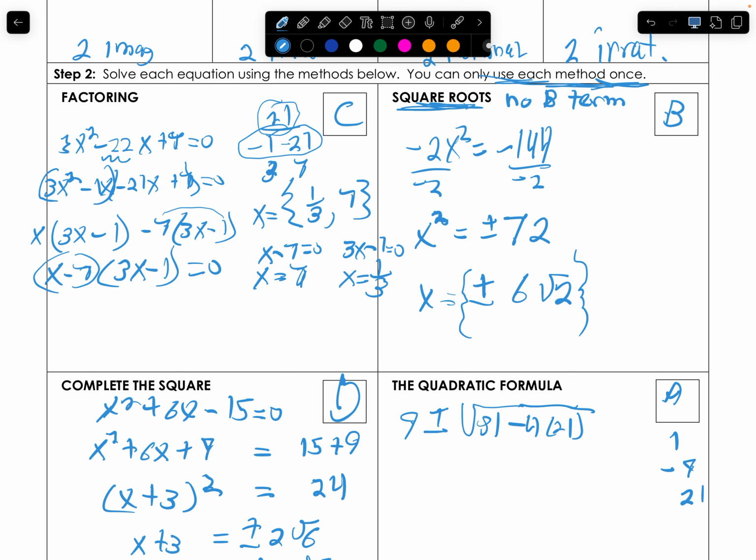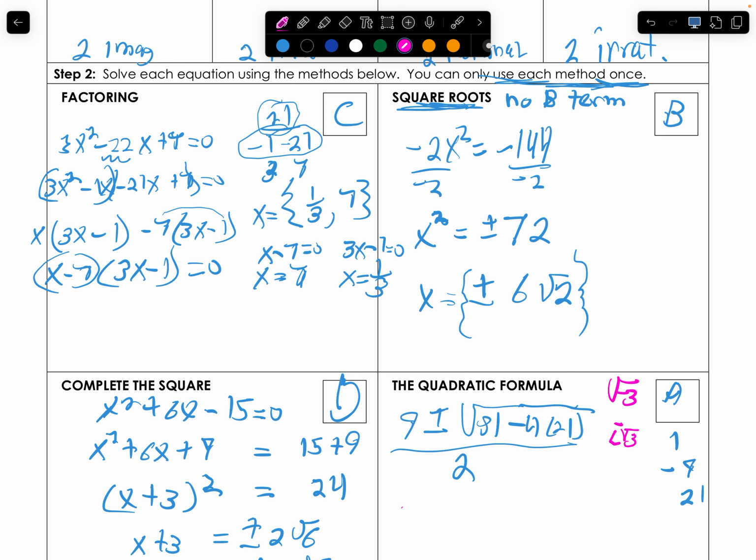Okay, so all over 2 times the A number, which is just 2 times 1. So I've got 81 minus 84, negative 3. So I got the square root of negative 3. I'm going to put it over here. I'm just going to write it with a different color. Negative 3, which is i times the square root of 3. Right? So I'm just going to write that down here.